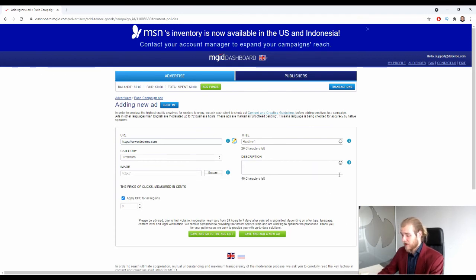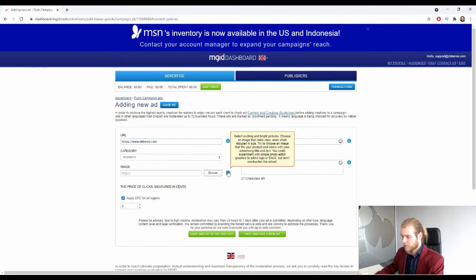Now let's see, with the description, we have 40 characters, so very nice. So 30 characters for your title and 40 characters for your description. The category is already pre-filled because we selected that when we created this campaign. Then we have the image. Let's see what dimensions the image needs to be.